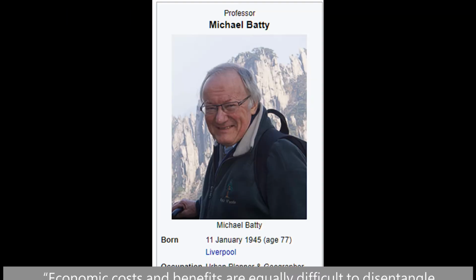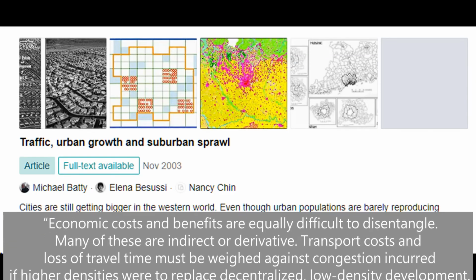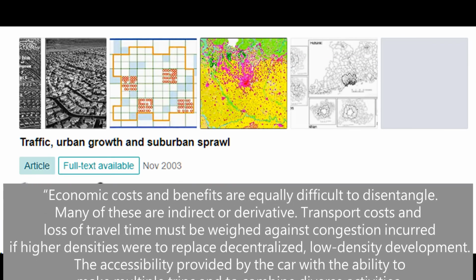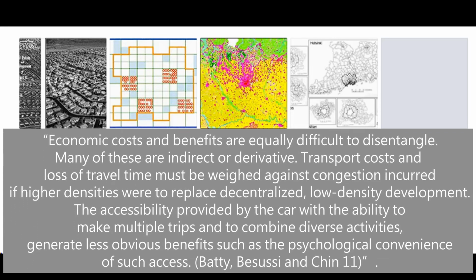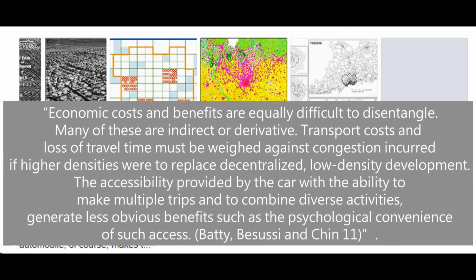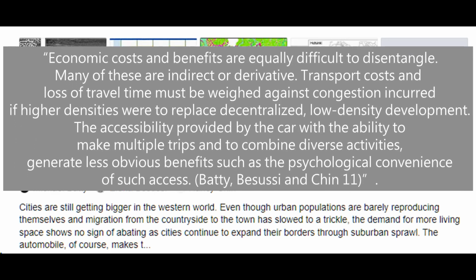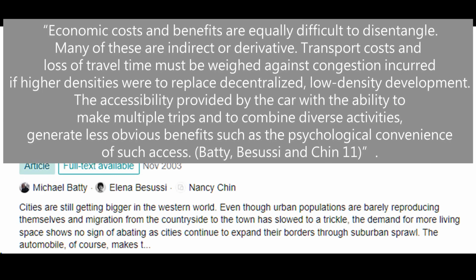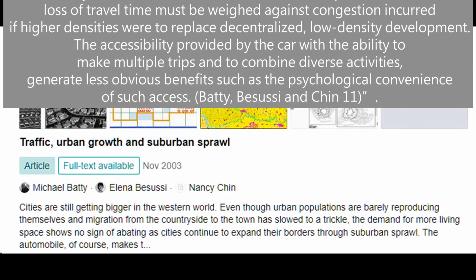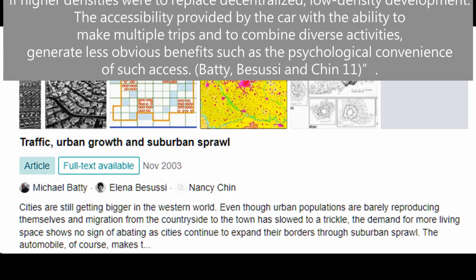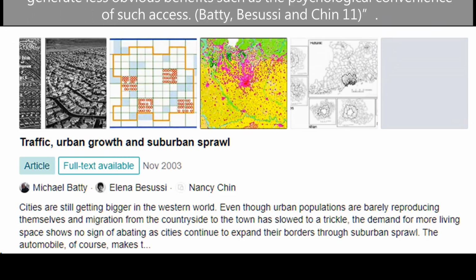In a report by Michael Batty, Elena Besussi, and Nancy Chin, they said, economic costs and benefits are equally difficult to disentangle. Many of these are indirect or derivative. Transport costs and the loss of travel time must be weighed against congestion incurred if higher densities were to replace the decentralized, low-density development. The accessibility provided by the car with the ability to make multiple trips and combine diverse activities generate less obvious benefits such as the psychological convenience of such access.